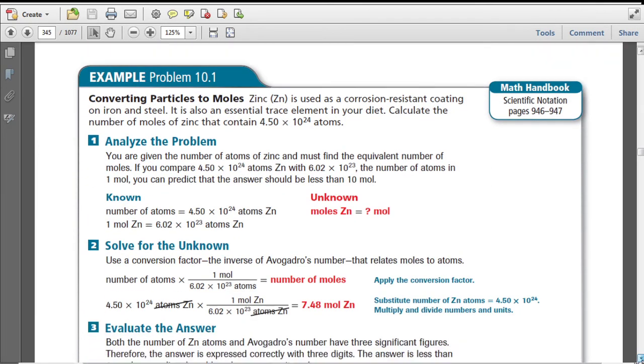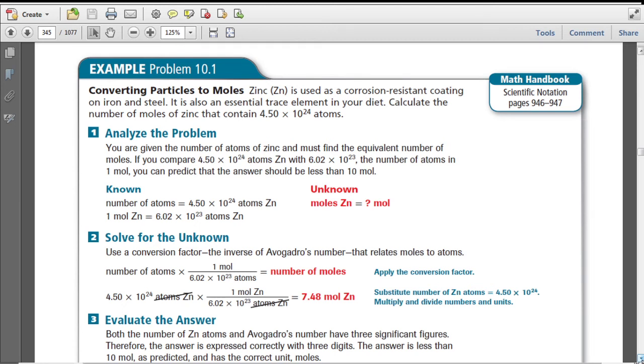Right, so let's go ahead and look at this example problem. Zinc is used as a corrosion-resistant coating on iron and steel. It is also an essential trace element in your diet. Let's go ahead and calculate the number of moles of zinc that contain 4.50 times 10 to the 24th atoms.